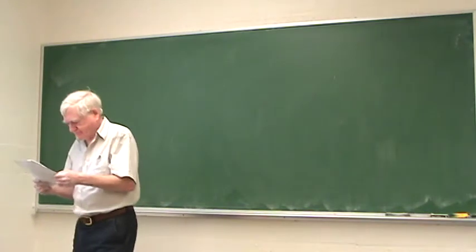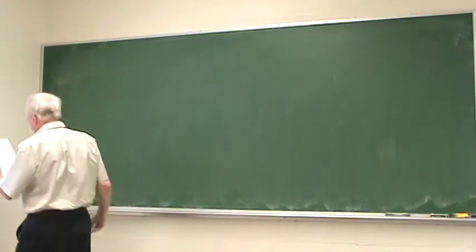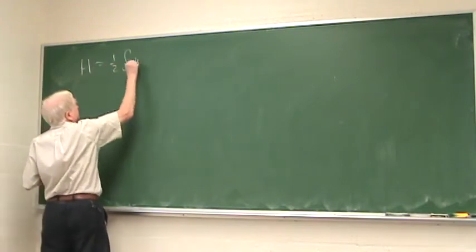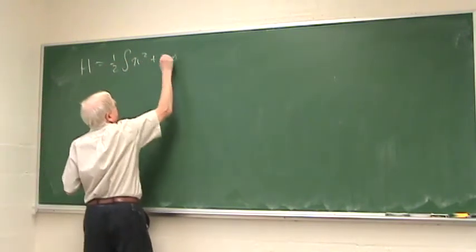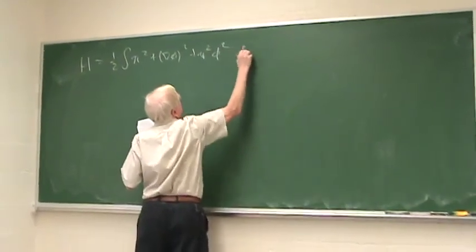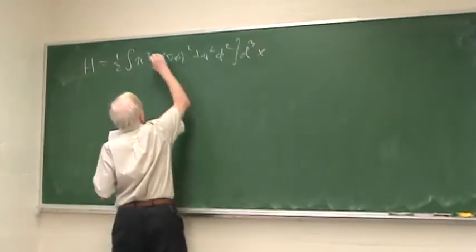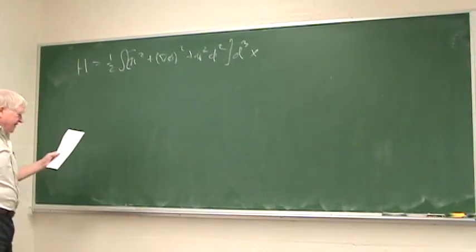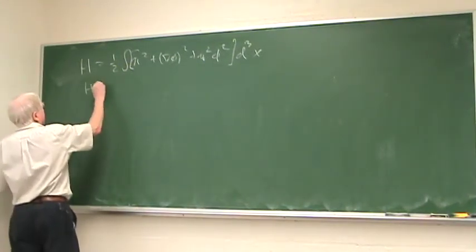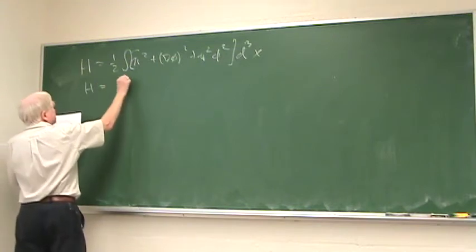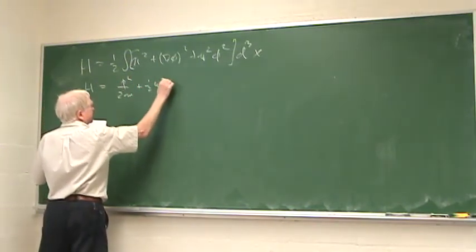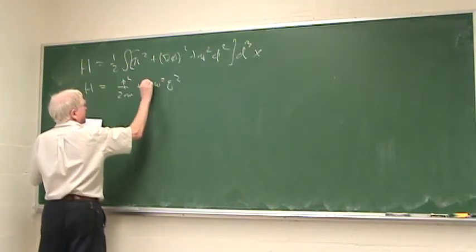So let's now try to use this formalism. Let's consider once again our soluble Hamiltonian, which is the integral of 1/2 times pi squared plus grad phi squared plus m squared phi squared, d cubed x. This is the analog of the harmonic oscillator Hamiltonian, p squared over 2m plus 1/2 omega squared q squared, with an m that I forgot.